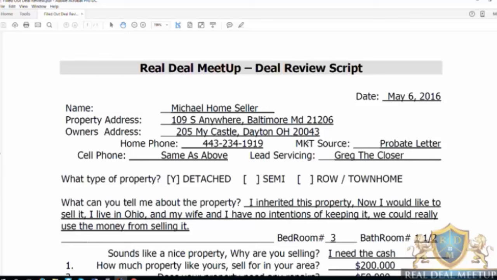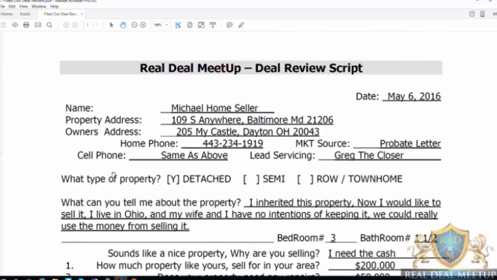Now, in this box, we have the market source. What's the market source? This property is a probate lead, came from a probate letter. The market source could be absentee owners. It could be owner occupied. It could be driving for dollars. It could be bandit signs. Whatever your marketing strategy of choice, which was used to get this property, goes into this box, market source. Now, lead servicing. That's the person who is going to do the deal, who's working on the property.